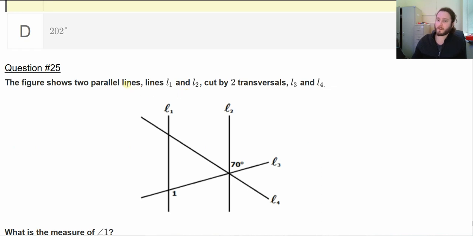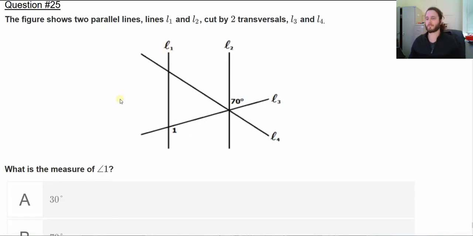For number 25, this one asks for the measurement of angle 1. So we take basically the same exact problem as before. We have this angle here, and we have this angle here. Well, we can already see that first angle over here, 70, is the same. I should have chosen a different color. I thought this was a brighter color green. These angles right here, they're the same.